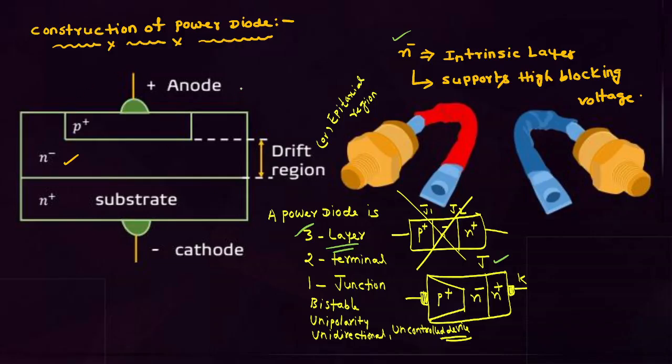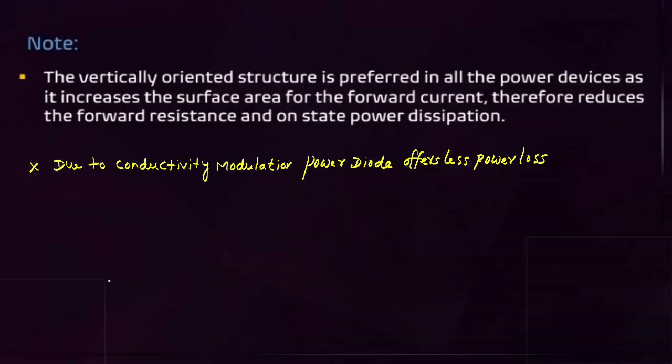This type of structure is called a vertically oriented structure. Because of this vertically oriented structure, the power loss is less. And one more reason why the power loss is less in a power diode is conductivity modulation. These 2 points are also very important. A vertically oriented structure is preferred in all power devices as it increases the surface area for the forward current, therefore reduces the forward resistance and on-state power dissipation.